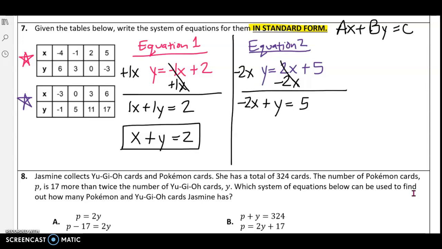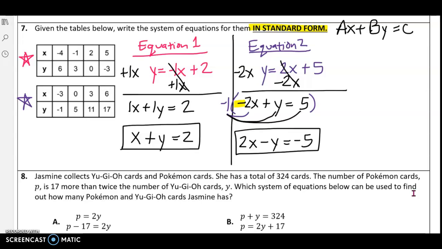Now we're not done because, as I said earlier, the first term, the x term, has to be positive and currently it is not. So we're going to multiply the entire equation by -1 to make it positive, because a negative times a negative is a positive 2x. -1 times y is -y, and -1 times 5 is -5. So there is your system of equations, one for each table in standard form. Make sure on your test that you show all of your work.